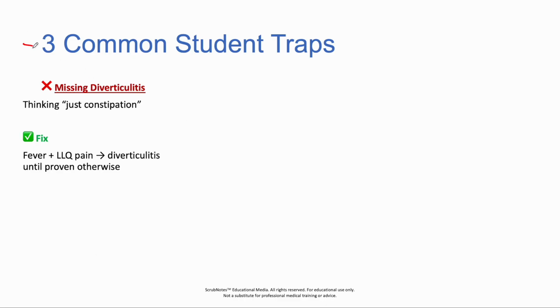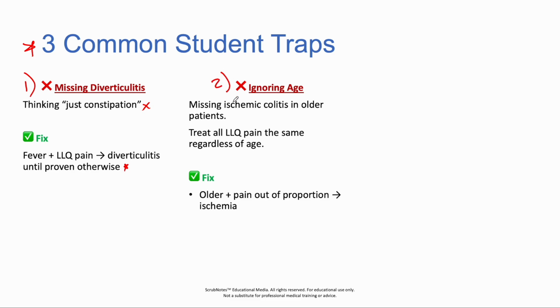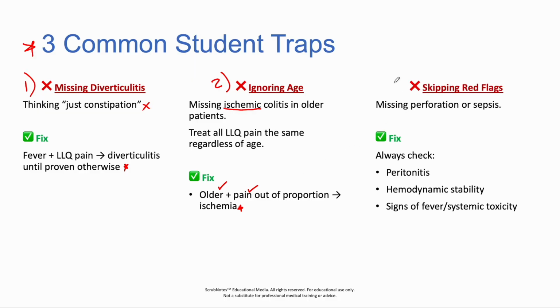Now let's talk about where students go wrong so you can avoid these traps. First is missing diverticulitis. If you're just thinking about constipation, you're going to miss the clue of fever and lower left quadrant pain indicating diverticulitis, which is that until proven otherwise. Number 2 is ignoring age. This causes you to miss ischemia in older patients. So be sure in an older patient with pain out of proportion to consider ischemia until proven otherwise. And number 3 is skipping red flags. Before the diagnosis, be sure to ask if they're hemodynamically stable. Be sure to check vitals and then work on diagnoses.